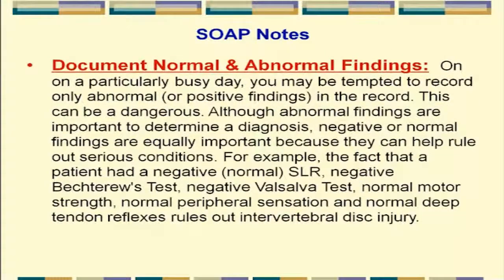Document normal and abnormal findings. On a particularly busy day, you may be tempted to record only abnormal findings in the record. This can be dangerous. Although abnormal findings are important to determine a diagnosis, negative or normal findings are equally important because they can help rule out serious conditions. For example, the fact that a patient had a negative straight leg raise, negative Bechterew, negative Valsalva, normal motor strength, normal sensation, and normal reflexes rules out disc injury.